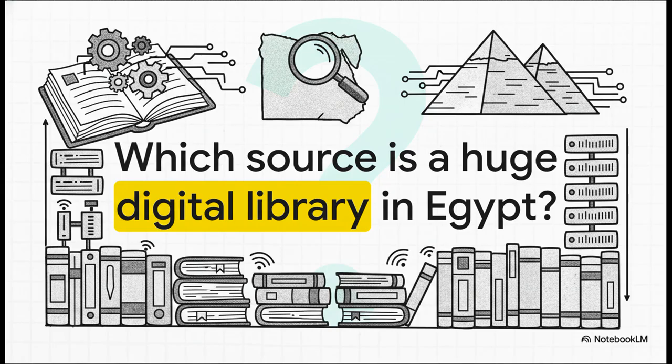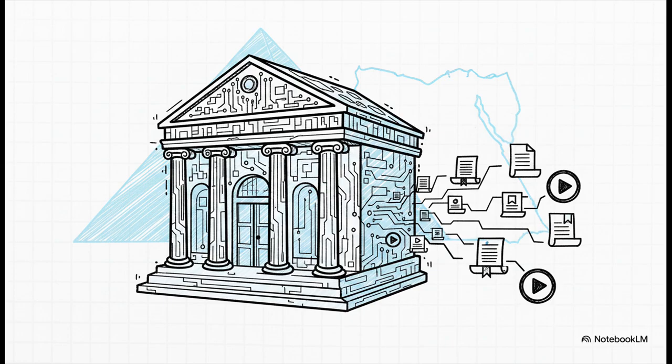Let's see if you remember the specific digital environments we studied. Which digital learning source is considered a huge digital library in Egypt? The Egyptian Knowledge Bank, or the EKB. It is a massive, reliable digital library packed with articles and videos for basically any field. Just don't mix it up with VLABI, which is for virtual science experiments, or Interactive Mapmaker.